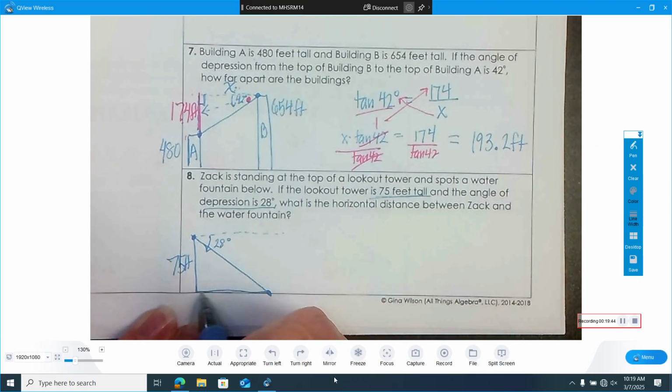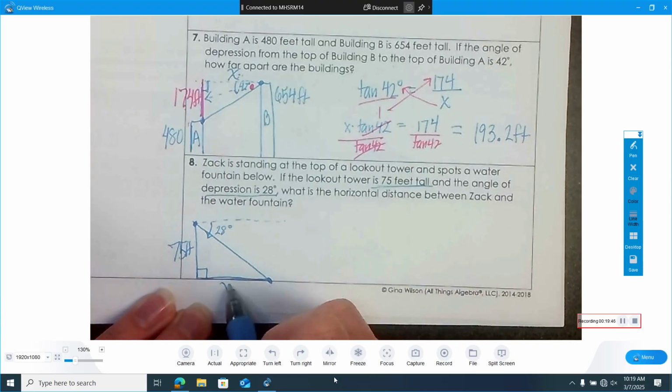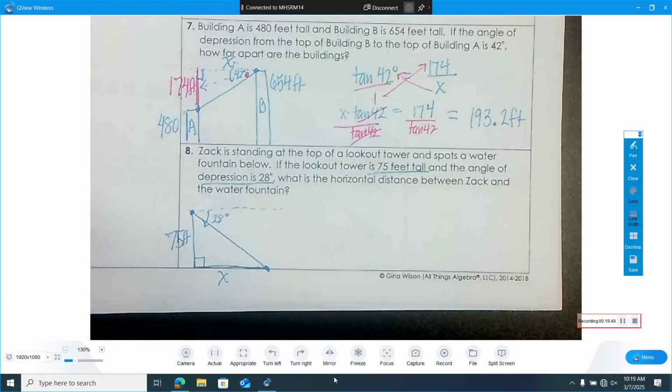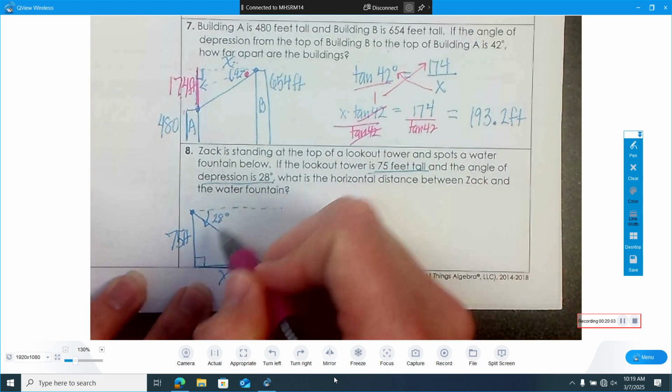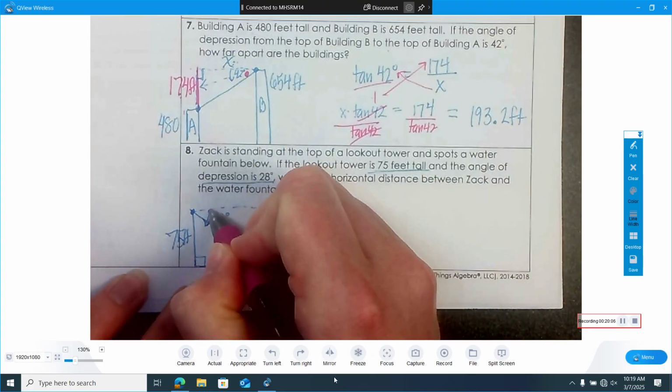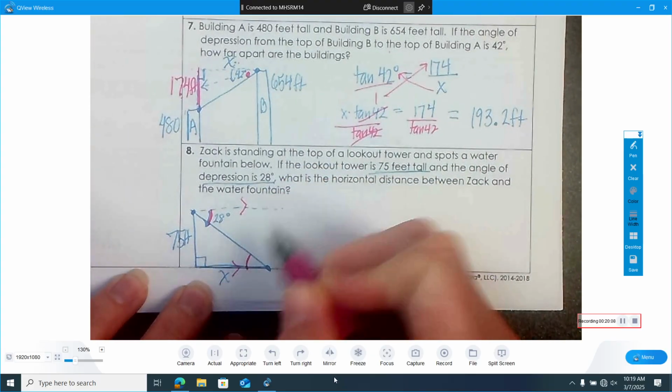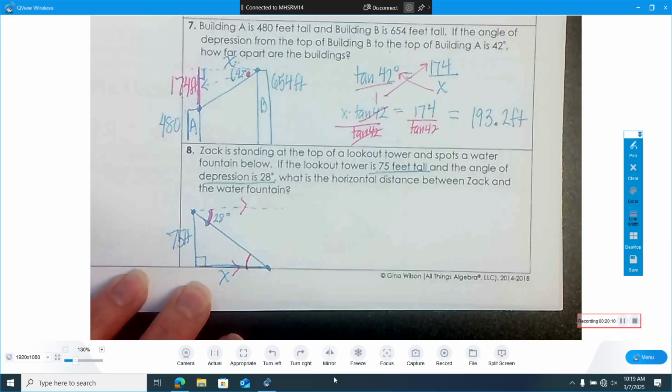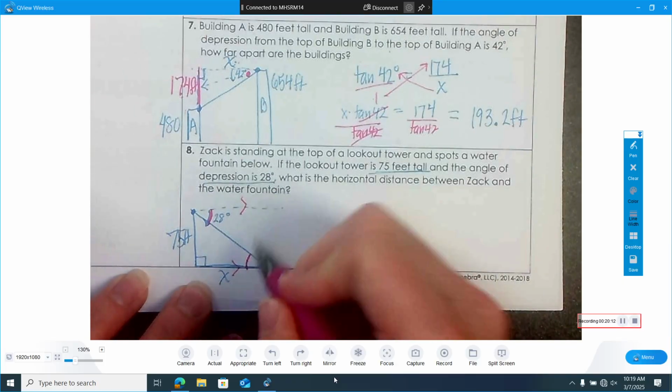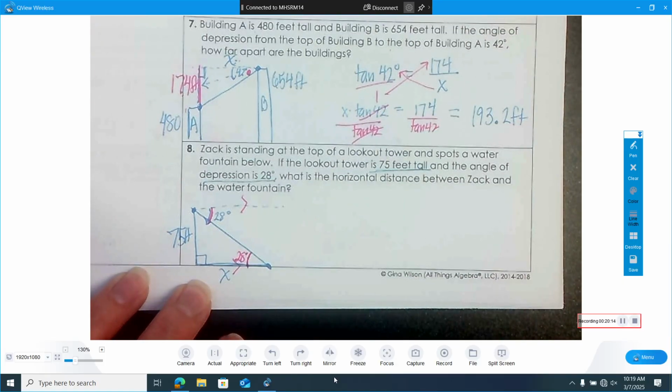So we want to know this distance, the horizontal distance, x. All right, I have that 28 degree angle, but it's outside my triangle. What should we do? Bottom right, yeah, again, we have alternate interior angles because our horizontal lines there are parallel. So we get that Z shape, so this is also 28 degrees down here.